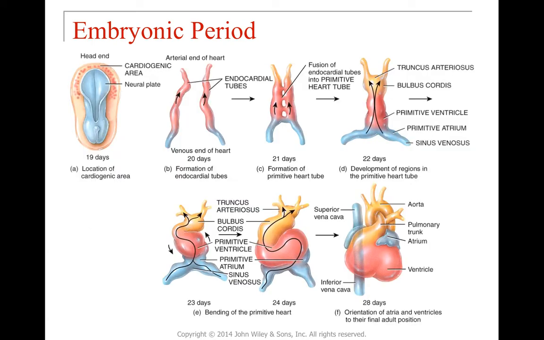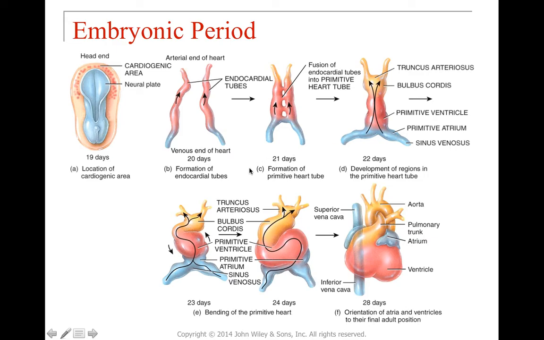And we talked about this a little bit when we talked about the cardiovascular lecture. But basically what happens is in this head region, we have the cardiogenic area. And that's going to end up creating these endocardial tubes, which are then going to fuse in 4 different regions to eventually become these bulbs. And then we're going to be able to start having blood flow.